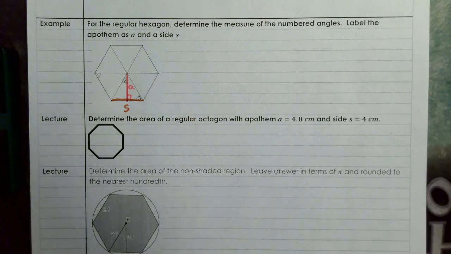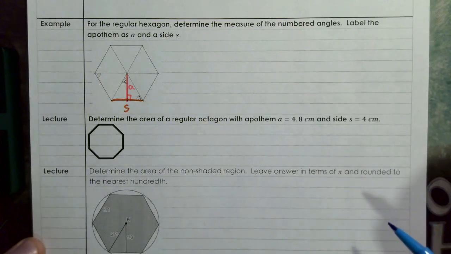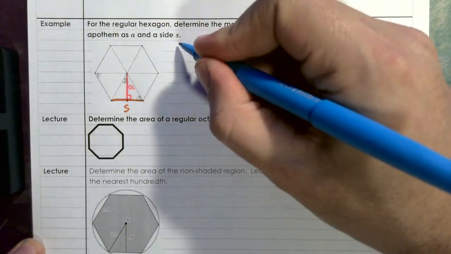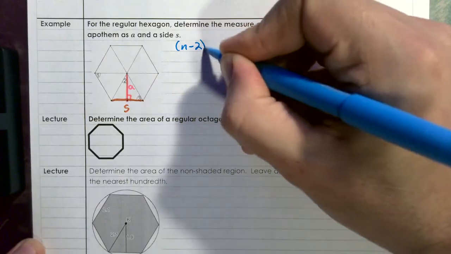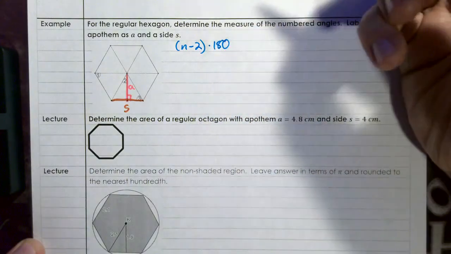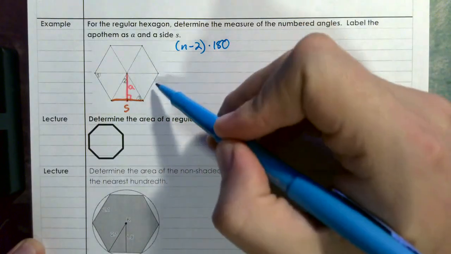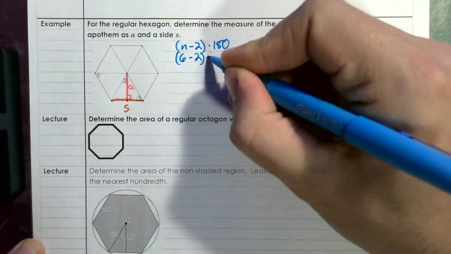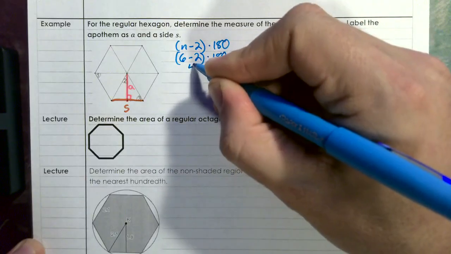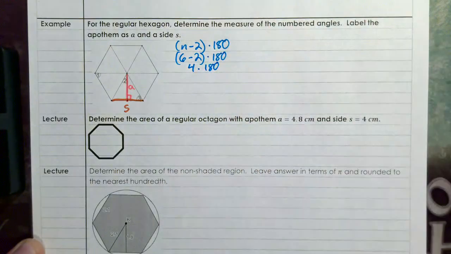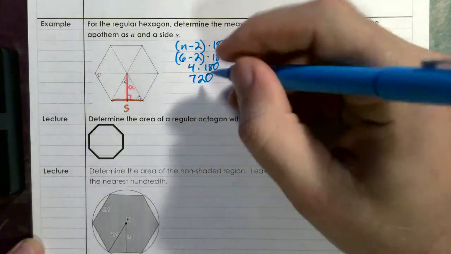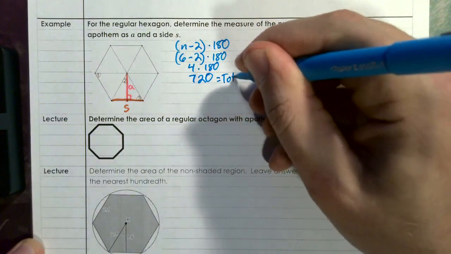So if we want to find the measure of the numbered angles inside of a hexagon, we need to remember our formula for the internal angles in a polygon. That is n minus 2 times 180. So this has 1, 2, 3, 4, 5, 6 sides. So I got to do 6 minus 2 times 180, which is 4 times 180, which is 720. So this is our total angles.